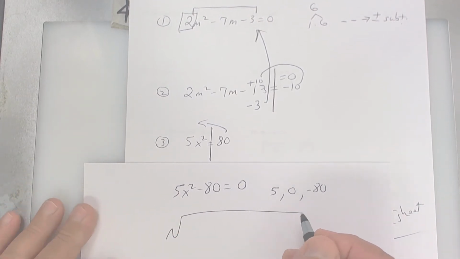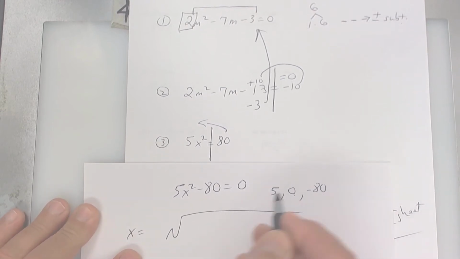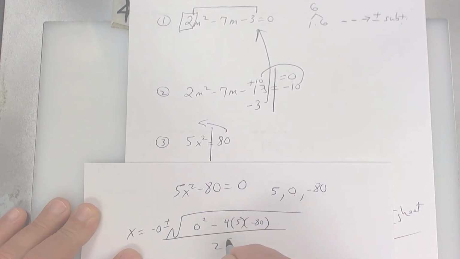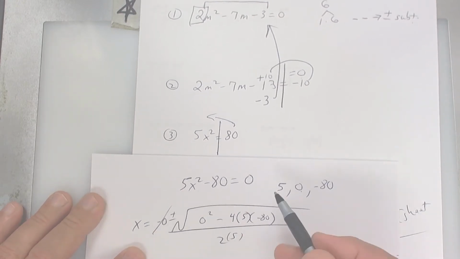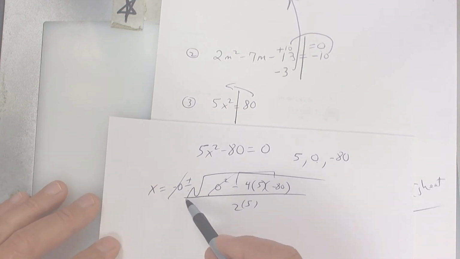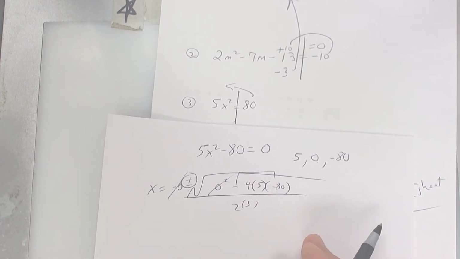So x equals -b, b is 0, plus or minus the square root of b squared minus 4 times a times c, all divided by 2 times a. Okay, so this 0 just goes away right here. This becomes a plus. So there's no plus and minus here. Actually, there is. So what you're going to do is this.